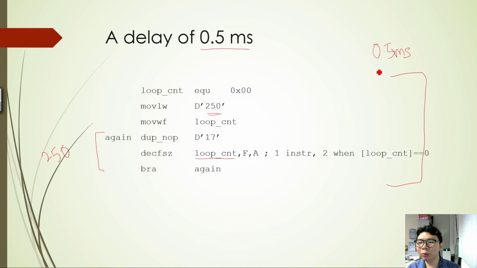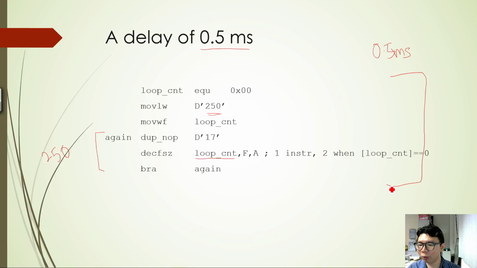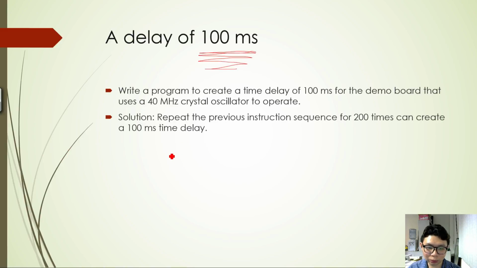So what we do is repeat this entire piece of code 200 times. If you don't believe me, if you repeat this code that takes 0.5 milliseconds 200 times, we get 0.5 milliseconds times 200, which is 0.1 seconds, equivalent to 100 milliseconds. So how do we repeat this piece of code 200 times? Precisely, again, we use loops.